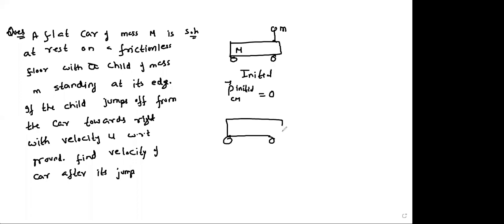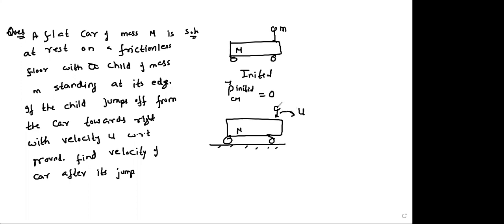So this car is placed on a frictionless surface. There is no friction between the car and the ground. This child jumps in the forward direction with some velocity. What should happen with the car? Will the car remain at rest when the child jumps, or will something happen with the car?